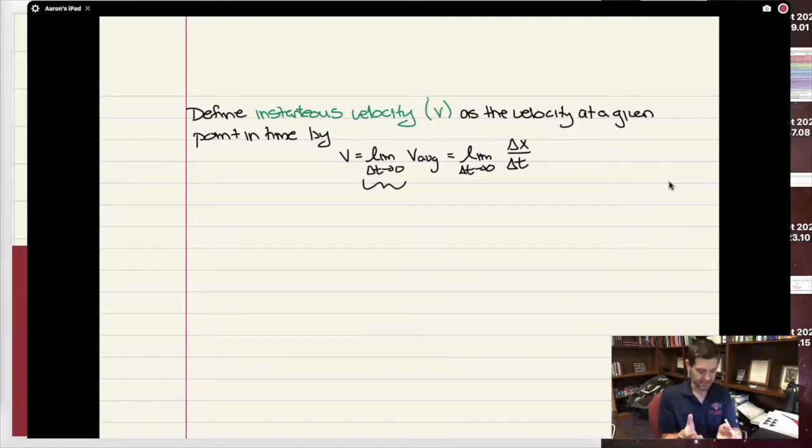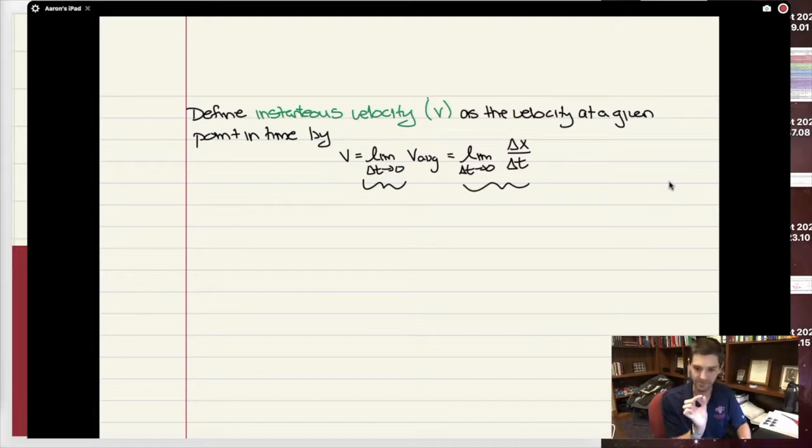So what this limit thing is, which the Calc 1 folk will see probably next week, is exactly what I just walked us through with the plots before, where I'm focusing in on smaller and smaller time intervals and looking at the displacement over those smaller and smaller time intervals.